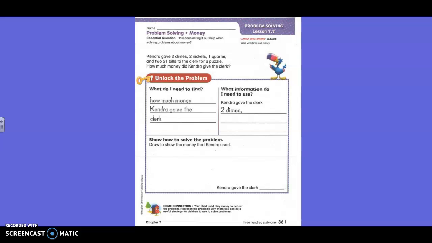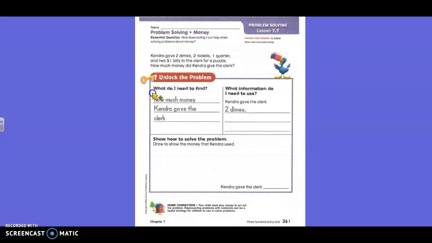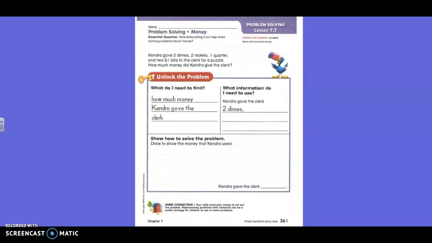They told us the answer to that, but whenever you see this question, what do I need to find? You basically need to look at the question. The question says what? How much money did Kendra give the clerk? Is that basically the same thing we did? Yeah. How much money Kendra gave the clerk? Right? Okay. What information are we going to use?